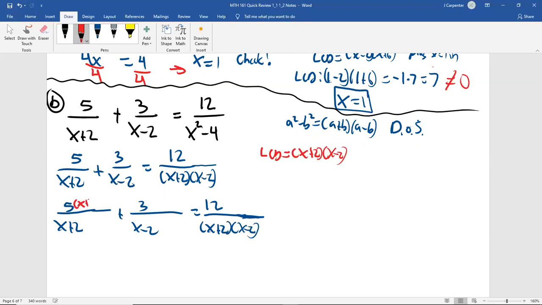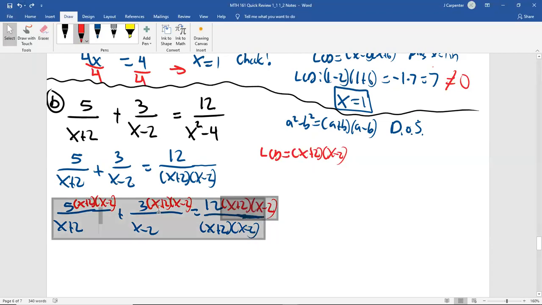Five, x plus 2, x minus 2, the 3, and the 12. Even if that 12 did not have the bottom part, even if this was not here originally, the 12 would still get the x plus 2 and x minus 2. It doesn't matter that it's whole. So then we reduce.